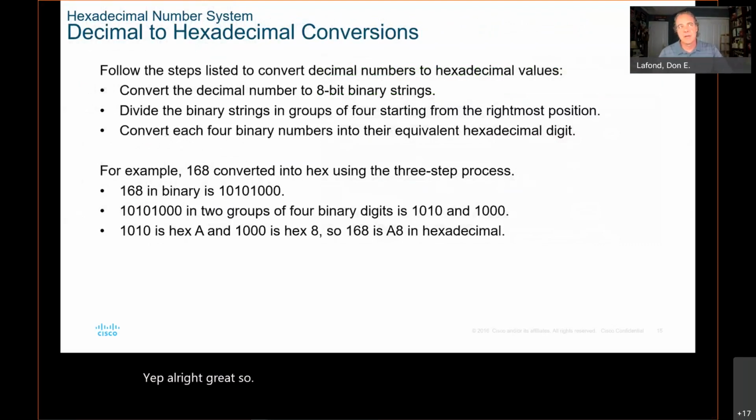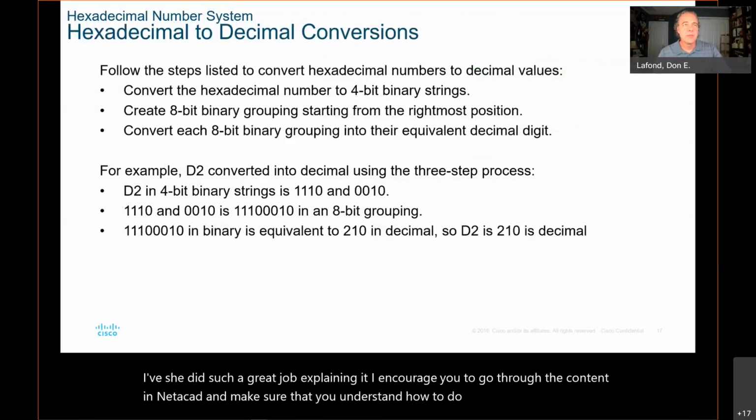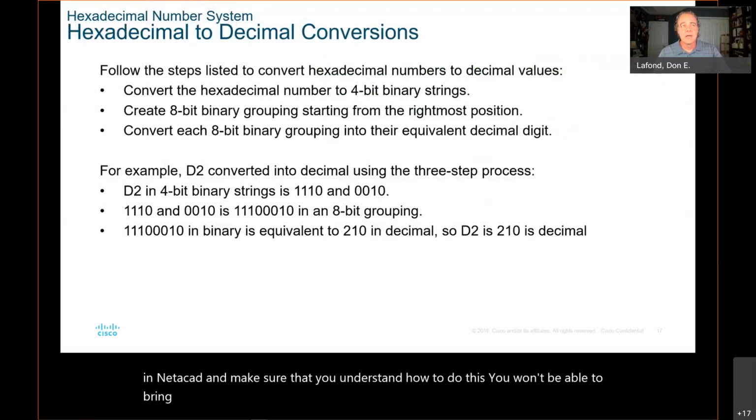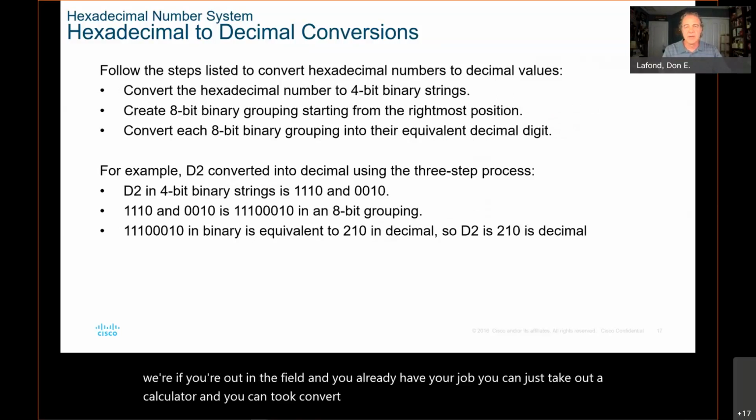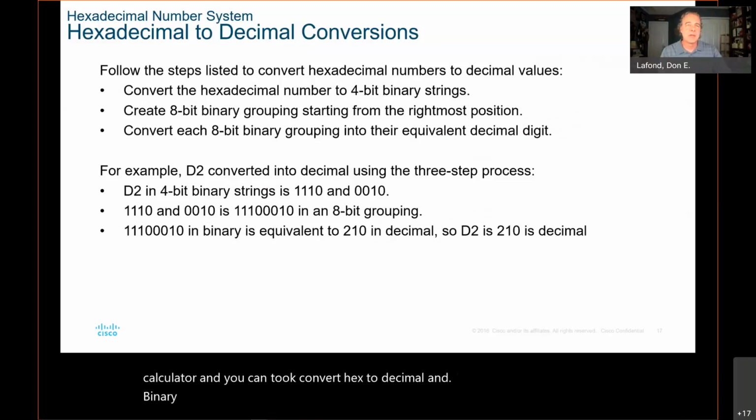She did such a great job explaining it. I encourage you to go through the content in NetAcad and make sure that you understand how to do this. You won't be able to bring any kind of calculator to the CCNA exam. If you're out in the field and you already have your job, you can just take out a calculator and you can convert hex to decimal and binary really fast. But in the exam, you're not allowed to bring any kind of calculator.